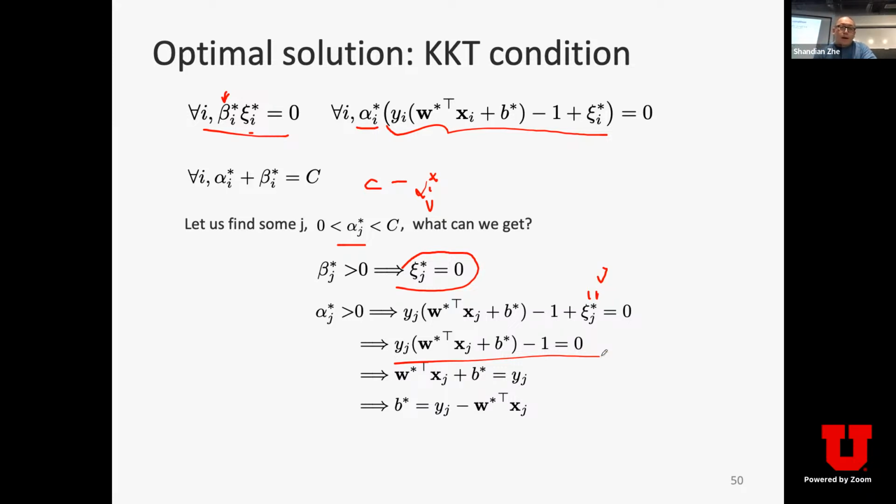Right? And then because w star is already known, we have already known w star. We know that it's just the weighted summation of the training examples weighted by these alpha j stars, right? You know w star. Then from this equation, we know that b star will be y j subtracted by the dot product between w star and x j. Then in this way, you get the optimal b.